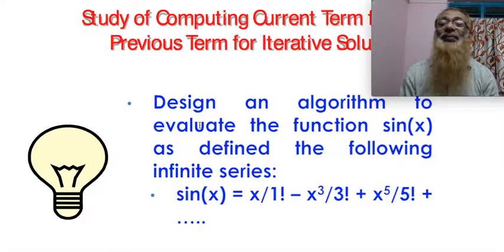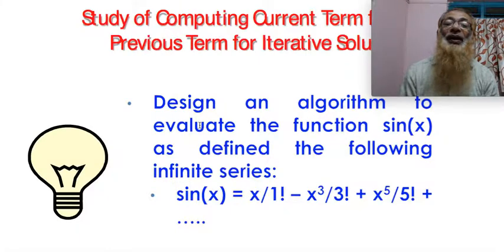How to solve this? x by 1 factorial minus x cube by 3 factorial plus x5 by 5 factorial. There are terms that are positive and negative. We can see that first, third, fifth terms, etc. are positive. Second, fourth terms, even terms, are appearing with a negative sign.